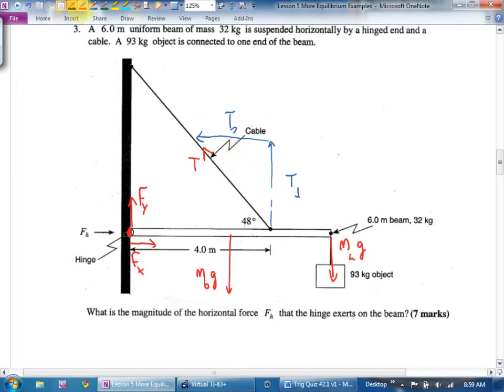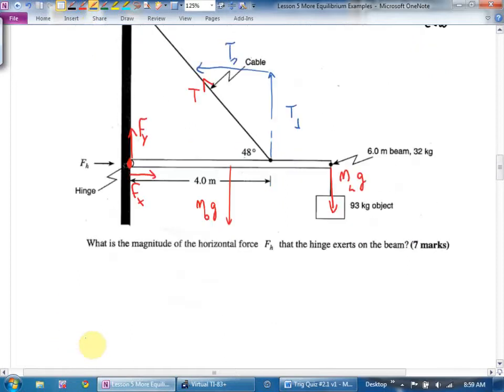The sum of all the torques clockwise equals the sum of all the torques counterclockwise. And I'll continue down here. Clockwise. Oh, these two. The mass of the beam times G times its distance from the pivot.